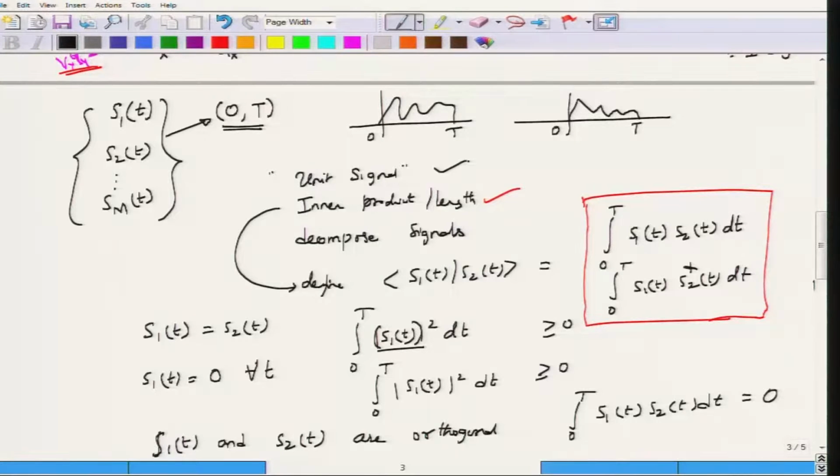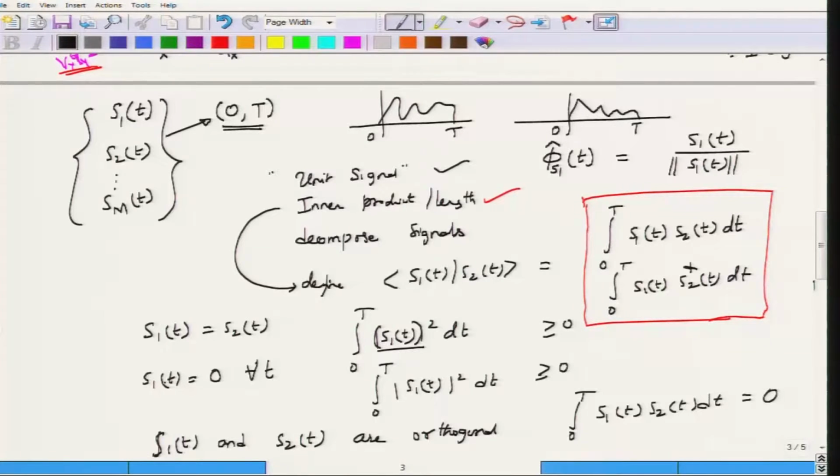Why? If I want to find the unit signal along S1, let me denote that one as phi S1, and this of course has to be a function of time t, and because this is a unit signal, let me put down a hat over this. So, if I want to find this, I want to take this signal S1 of t and divide that signal by its length.